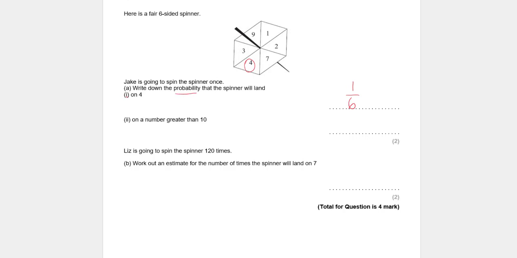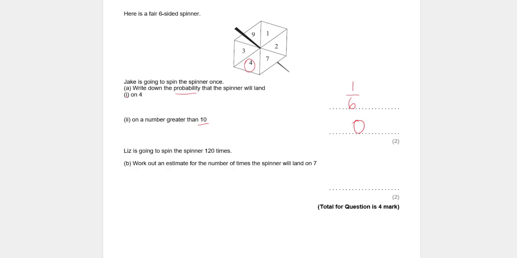Because it says the word probability, you need to write a fraction, or a decimal, or a percentage. Do not write words such as least likely, more likely, or even chance. On a number greater than 10, what is the probability of landing a number greater than 10? It is 0, because there are no numbers greater than 10 on this spinner.